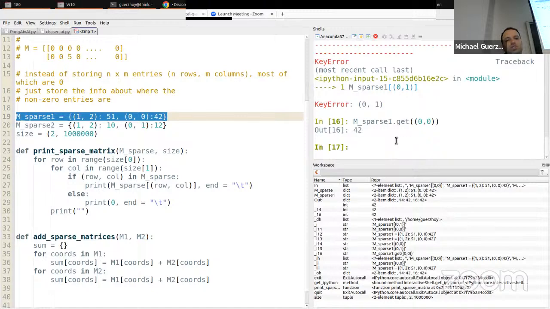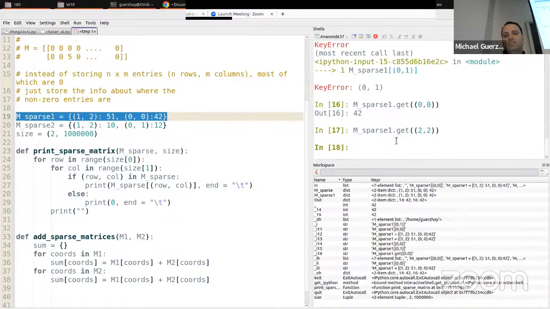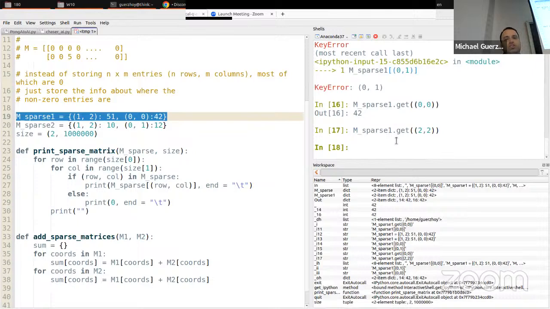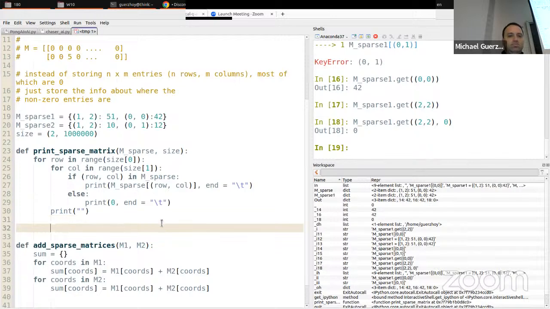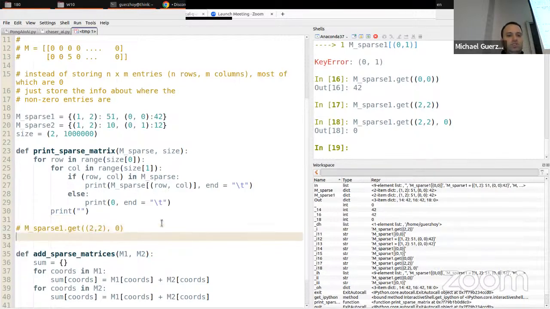So this is kind of like the square brackets, except by default, if you ask for something that doesn't exist, it'll just return None. And you can specify what you want by default. So something like this. This would be M sparse 1 at 2 2 if available, otherwise 0.